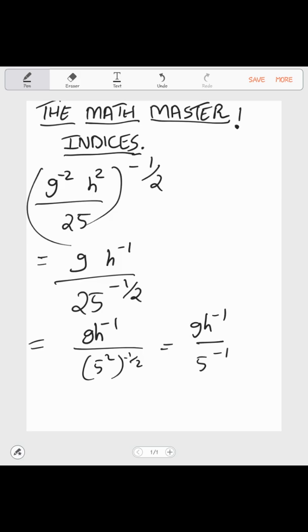If you want to make the powers positive, see, they're both negative over here, of h and of 5. You can easily shift them: the h and 5 will replace places, and 5g over h will be your answer. If the question says to make the answer positive, this is your answer, and this can also be counted as an answer.